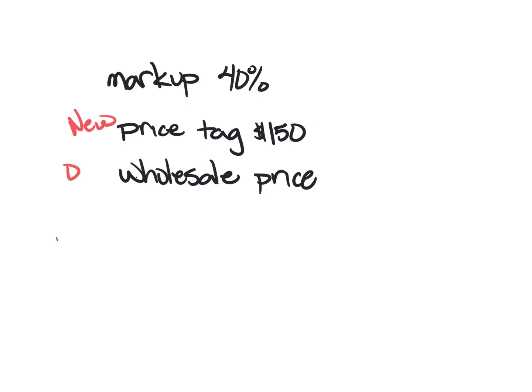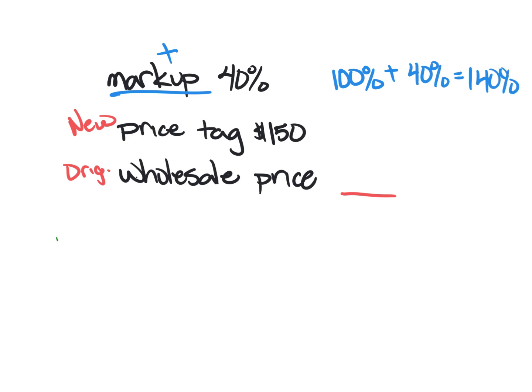I need to go backwards to find the original. So because I'm going backwards, I'm going to divide. So we always start with 100%. Markup means I'm going to add 40%. So 100% plus 40% equals 140%. So I'm going to take the price of the bike, $150, and I'm going to divide it by 140%.